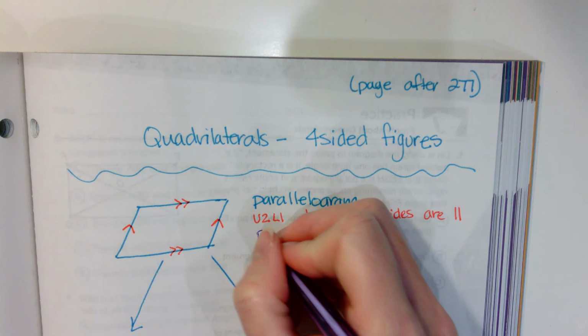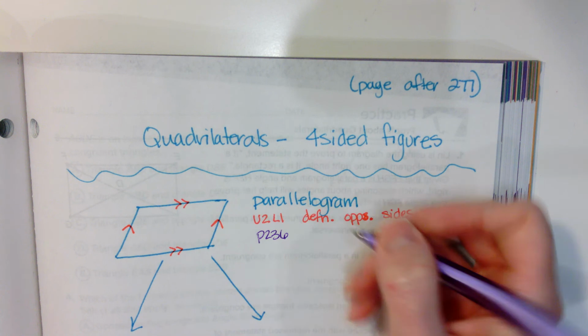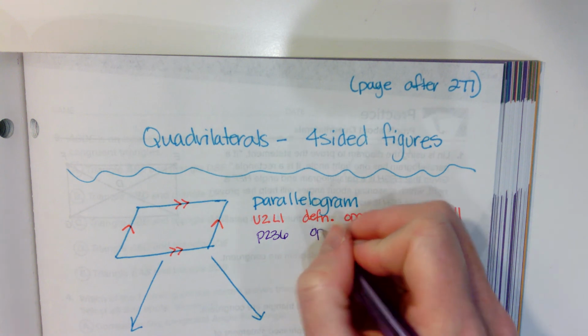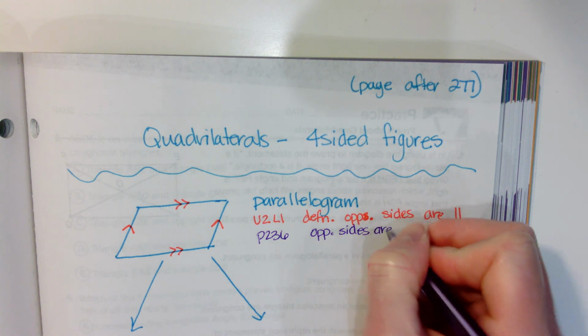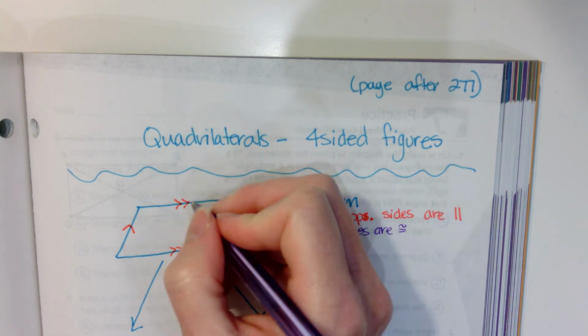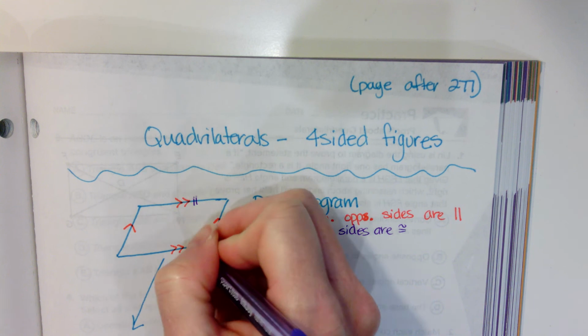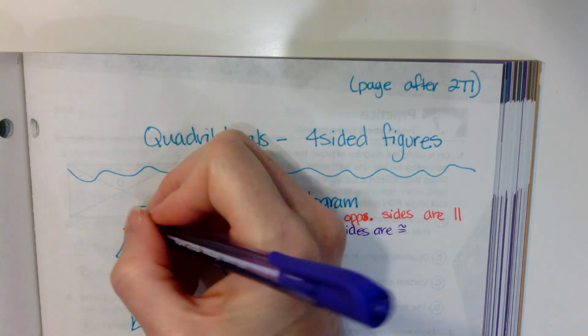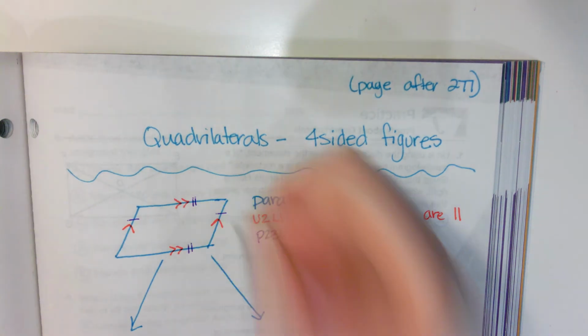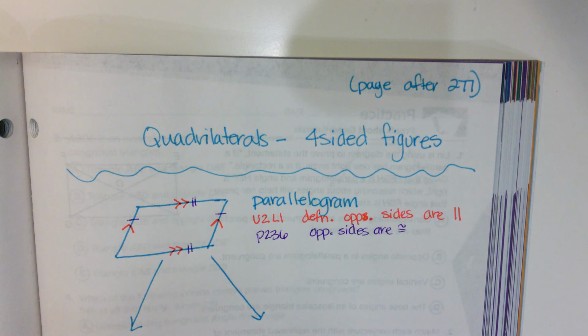We also have in this unit proved some things about parallelograms. On page 236 of your workbook, you and I proved that opposite sides are congruent. So I know that the top of this and the bottom of this are congruent. I'll mark them with the same number of tick marks. And I know that the side on the left and the side on the right are congruent. They're the same length. I'll mark them both with a single tick mark.